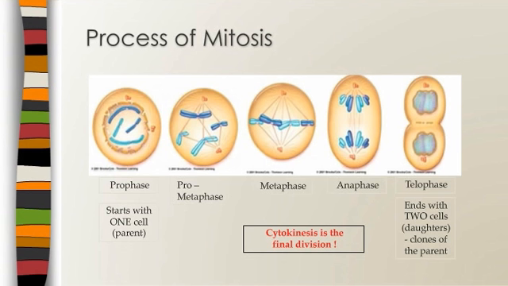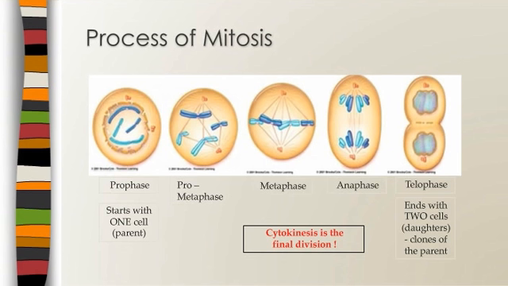In prometaphase, the chromosomes have begun to look like X's because the DNA has been copied. In metaphase, those chromosomes line up in the middle or at the equator of the cell.